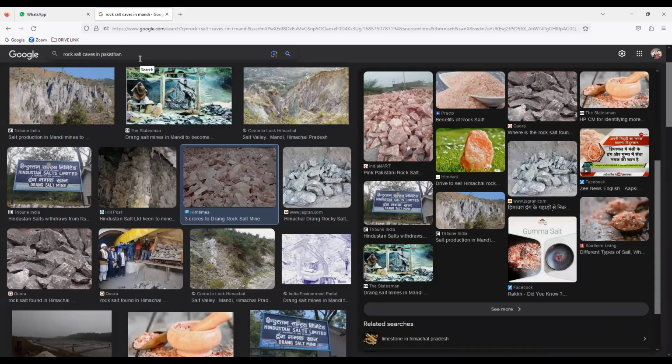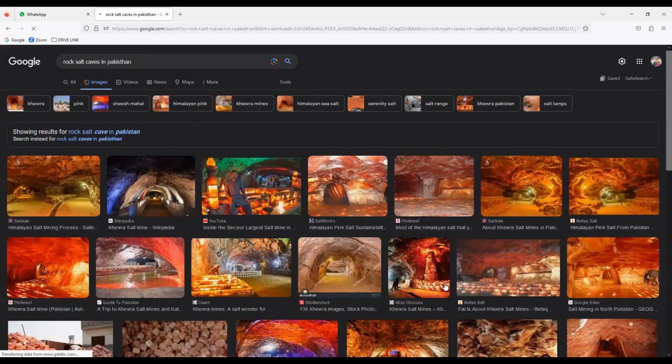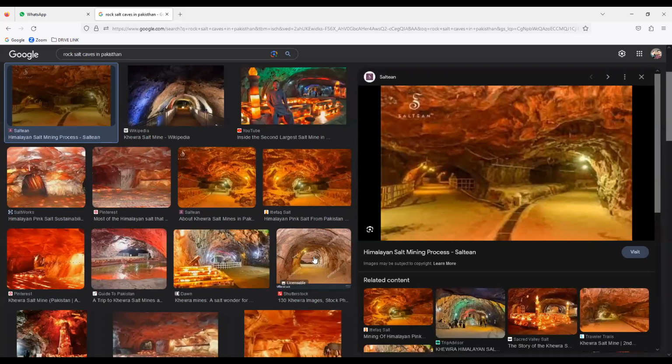So how the people used to work and used to make. Have you noticed it, everybody? Can you able to see that? These are the salt caves. So how do these salt caves form? By drying up by the sea, dried up by evaporation.